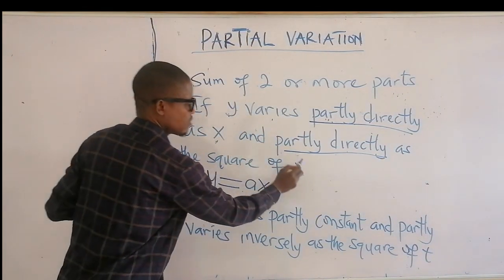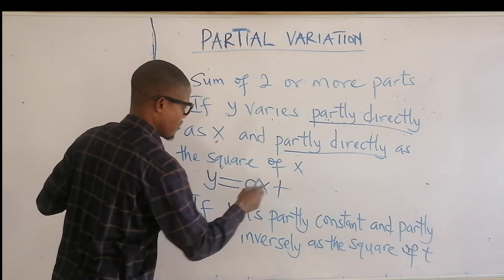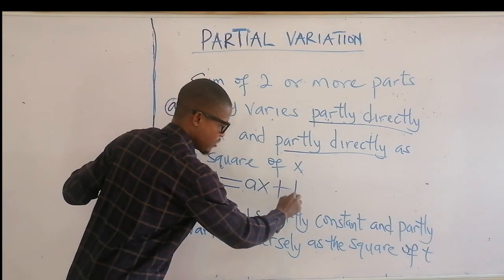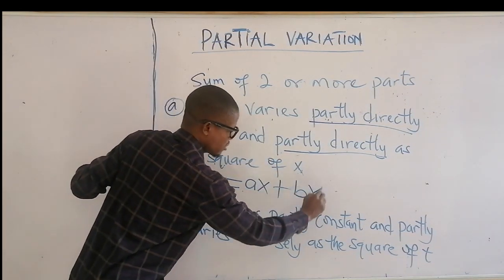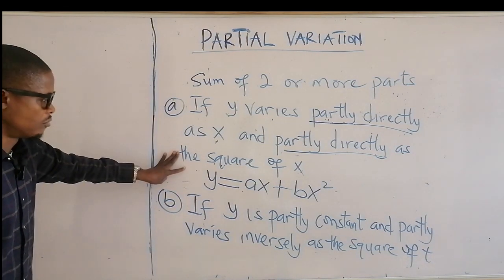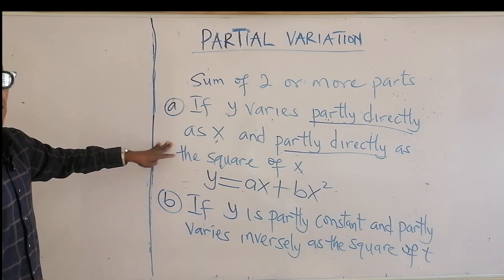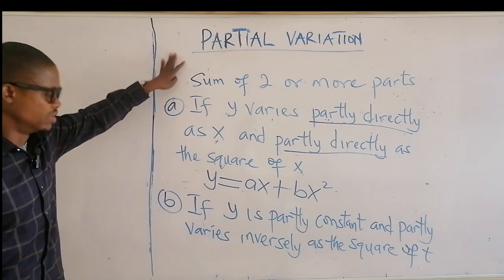the square of x. So anytime you have partly directly, there must be a constant, another constant, before the given variable, that is, the square of x. So that's the first form of question that can be given to you under partial variation.